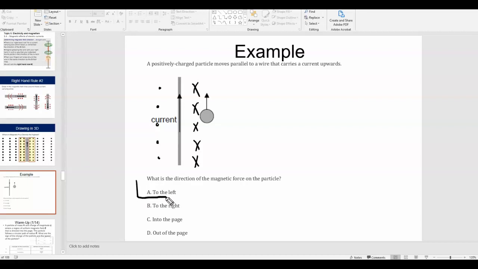This question actually is an IB question. It was on the IB exam maybe 5 or 6 years ago, but it's a great concept question. So pause it there and make sure you understand that concept.